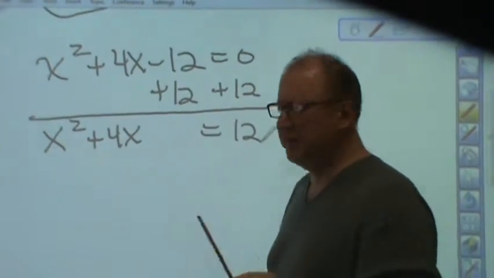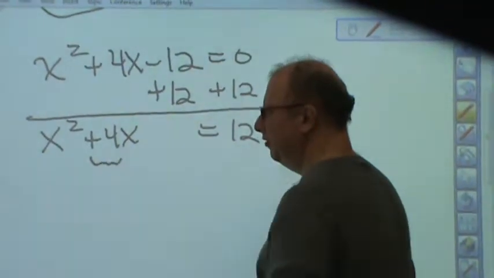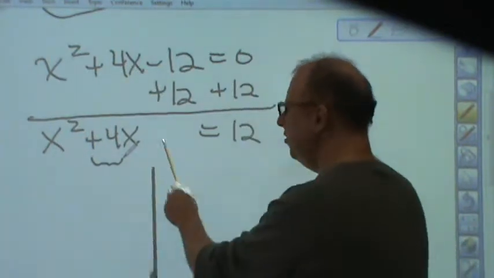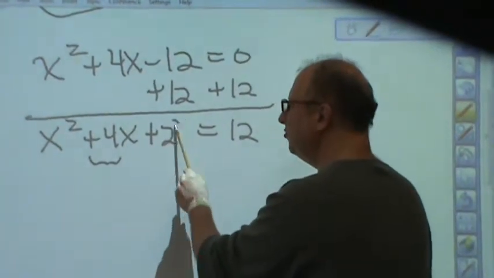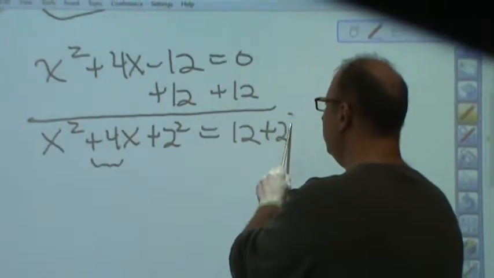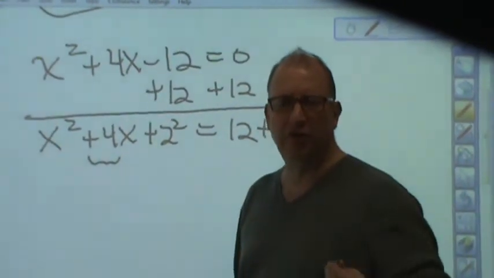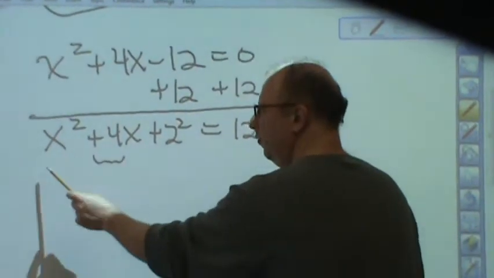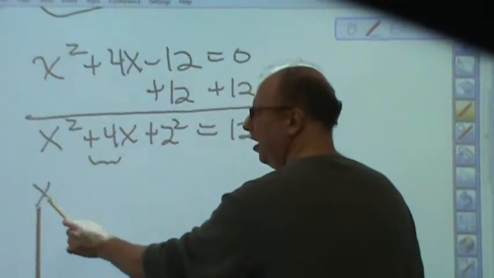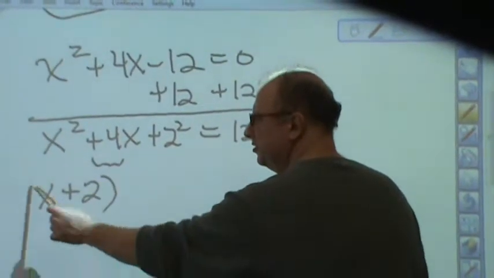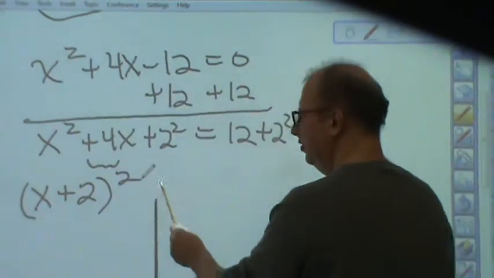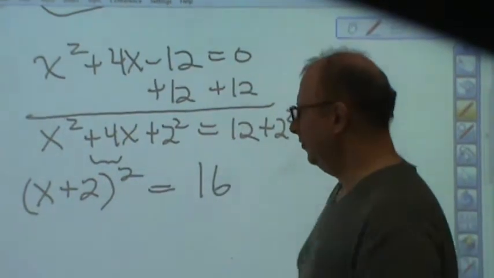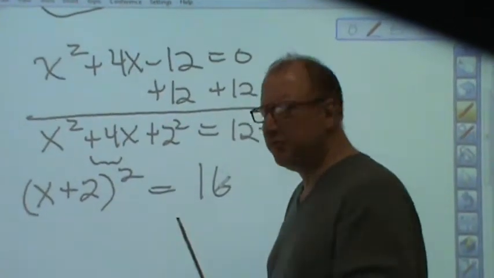The first part of completing the square is taking half of this, which is half of 4 is 2. Now I'm going to square it. So I will add that value, 2 squared, on both sides of the equation, because in algebra, whatever you do to one side of the equation, you have to do to the other. Well, if I look at this closely, I have x plus 2 squared is equal to 12 plus 4, 16. That's the whole idea of completing the square.